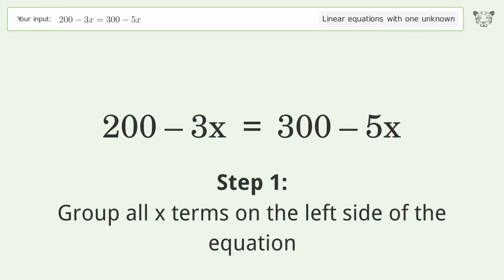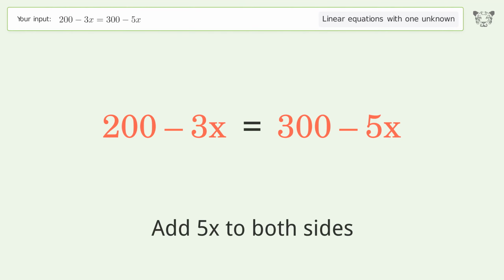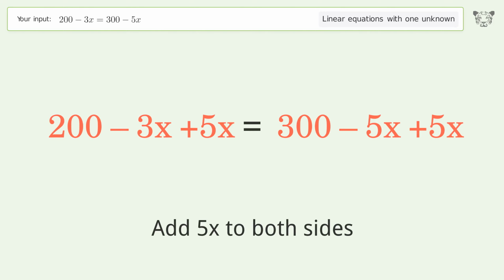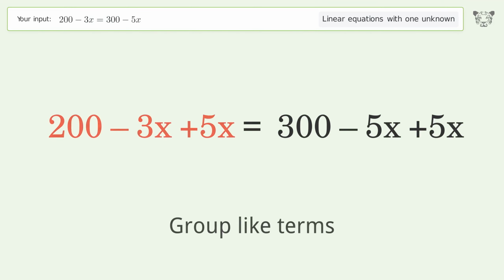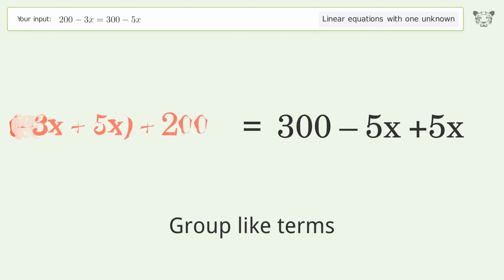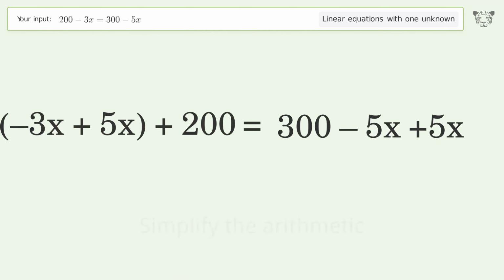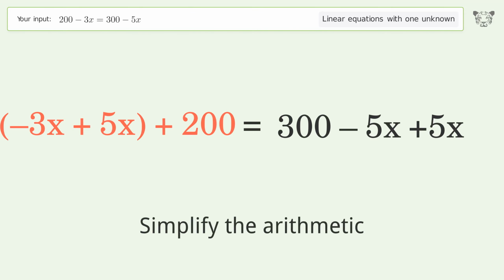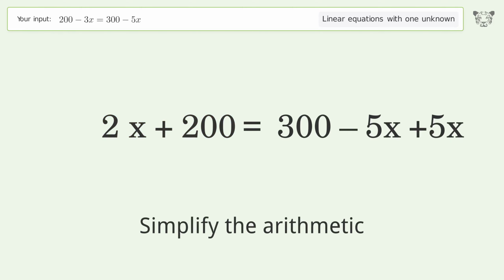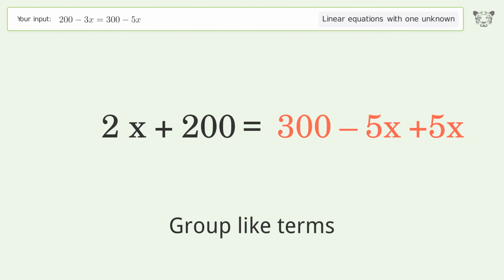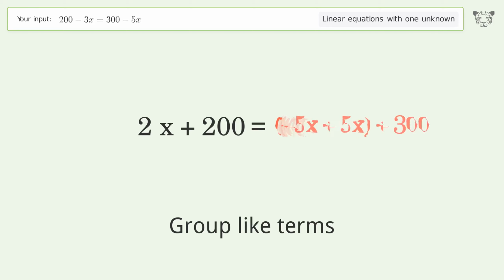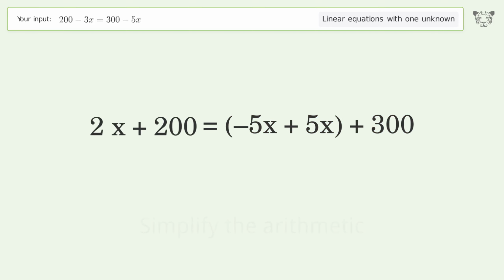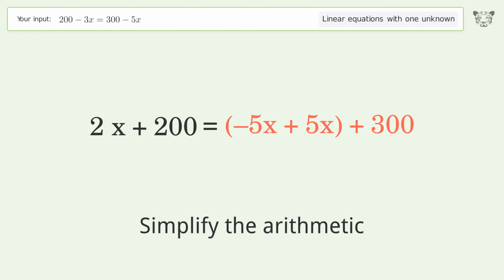Group all x terms on the left side of the equation. Add 5x to both sides. Group like terms. Simplify the arithmetic. Group like terms. Simplify the arithmetic.